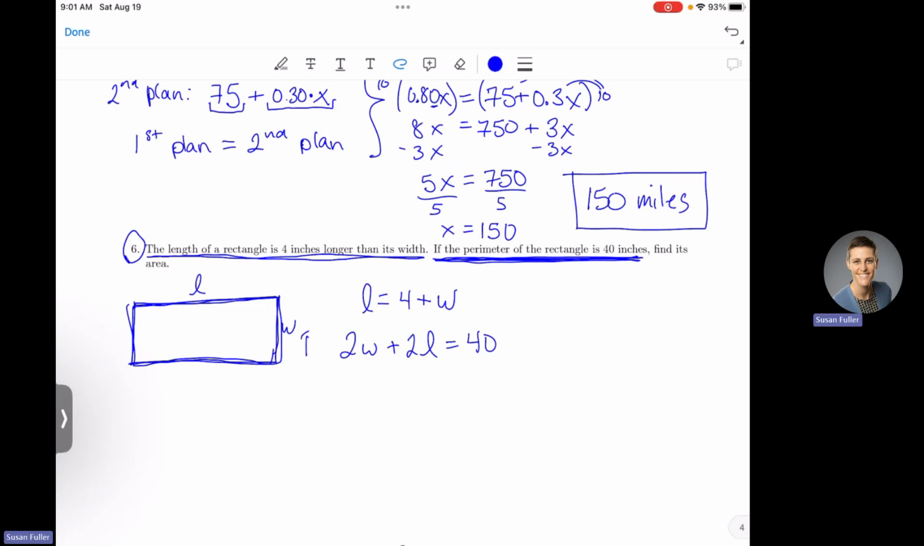Does that make sense? The perimeter of a rectangle is this 2W plus 2L. That's how you find perimeter, and the perimeter is 40 inches. So hopefully it's clear where this guy came from.